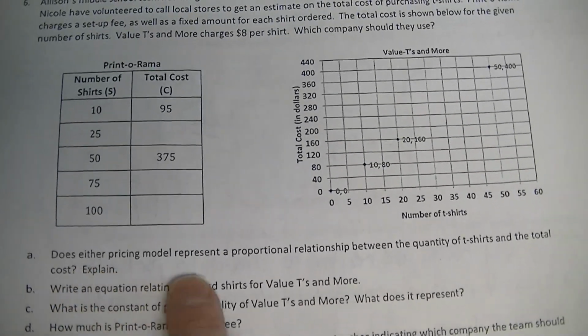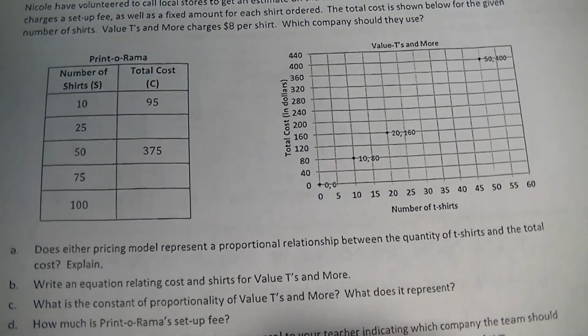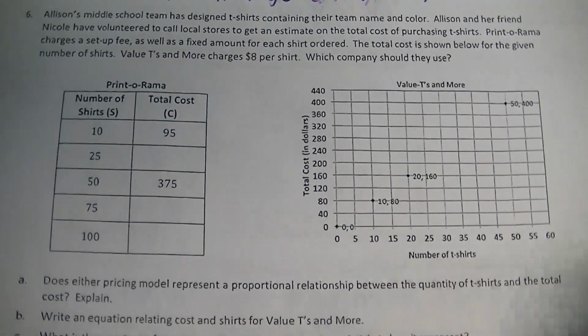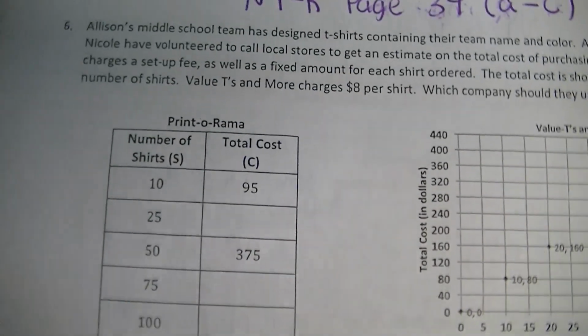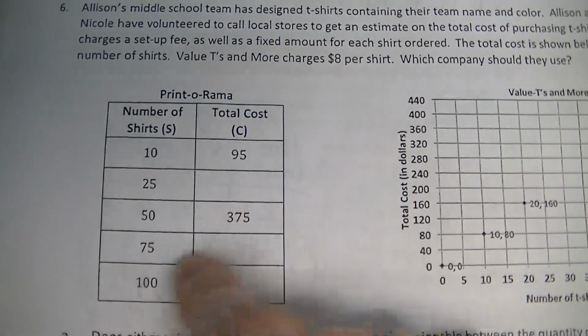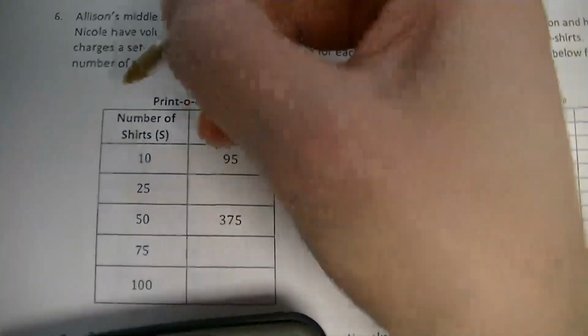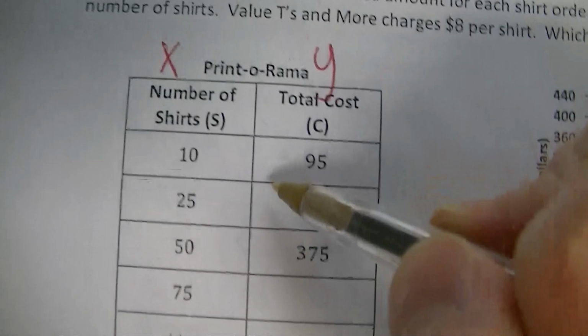Does either pricing model, this one or this one, represent a proportional relationship between the quantity of t-shirts and the total cost? Explain. So this one on the left is one company. Let's go ahead and see if that shows a proportional relationship. And if it does, we'll be able to easily figure out the rest of the values in the table. So I need to go ahead and label the first column X, the second column Y. And I'm going to go ahead and find the unit rate right here.